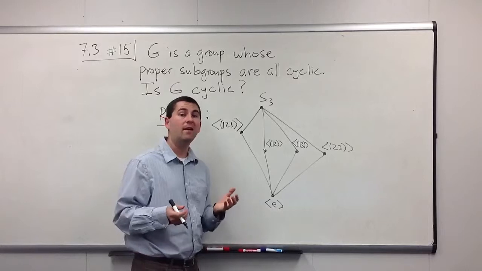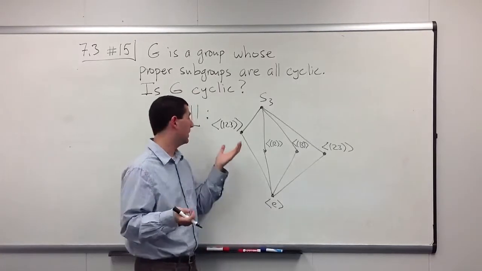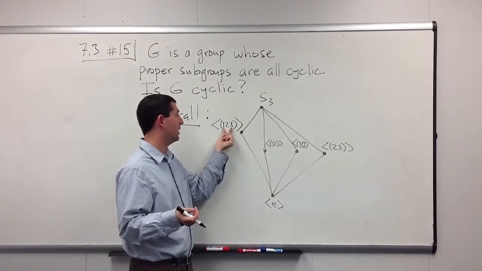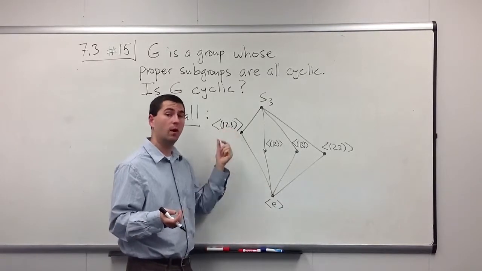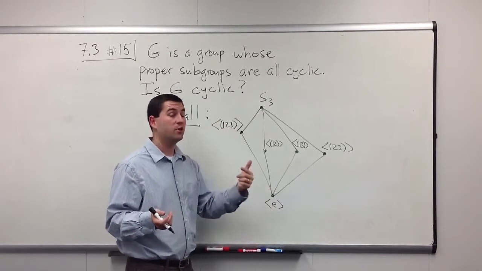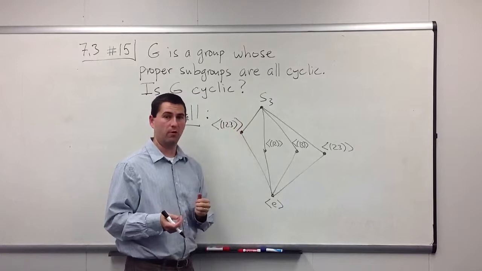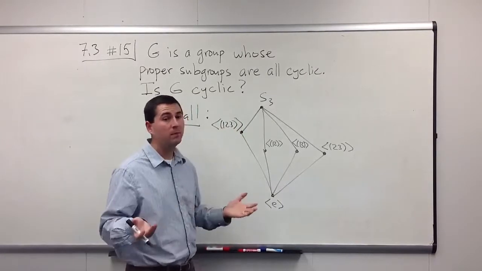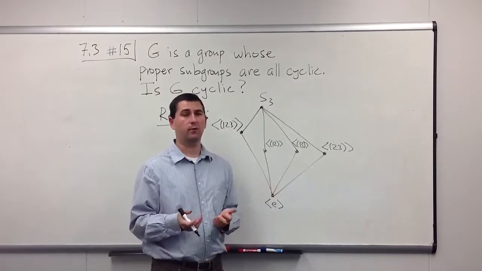There's only one element left, and that's (1 3 2). But (1 3 2) is actually an element of that subgroup. It's (1 2 3) squared. In fact, the subgroup it generates is exactly the same subgroup of order 3. So no element of S3 generates it. It's not a cyclic group.